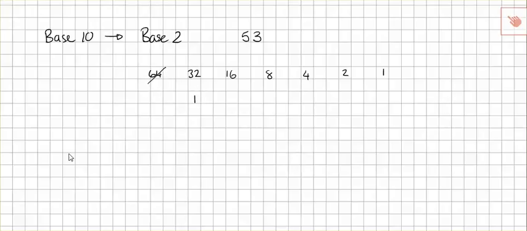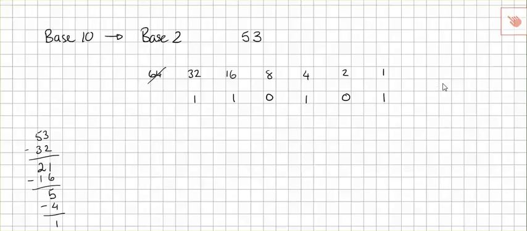So we would do it by 53 minus 32, which would be 21. So we have a 16, because there's a 16 in 21. Let's take away the 16 from the 21, which leaves us 5. So we would have no 8s left, but we would have a 4 left. So minus 4 leaves us with 1. So 0, and we put a 1. Yeah, so that's how we did that. So 53 is actually 110101.